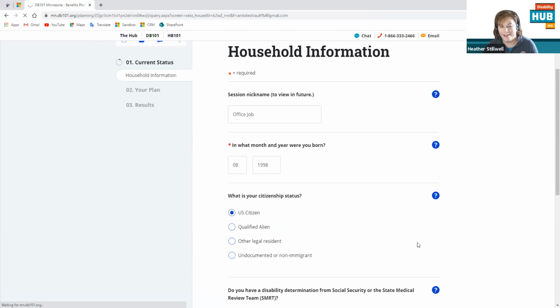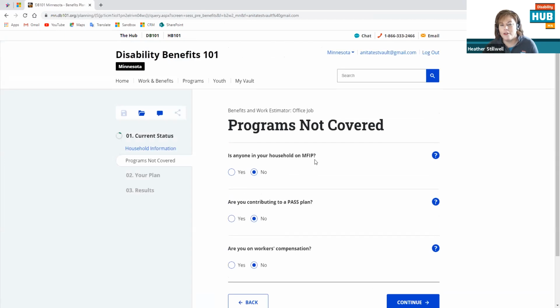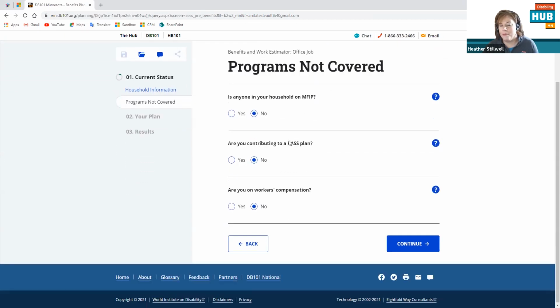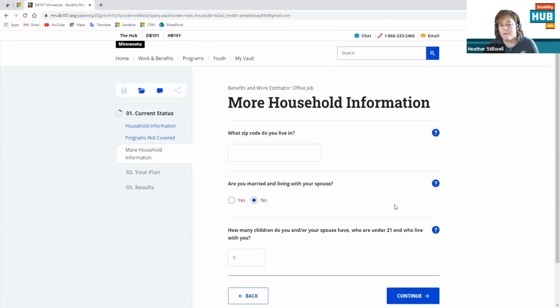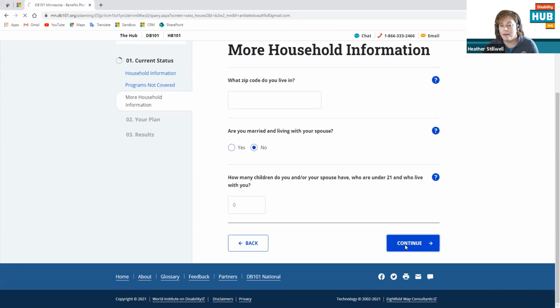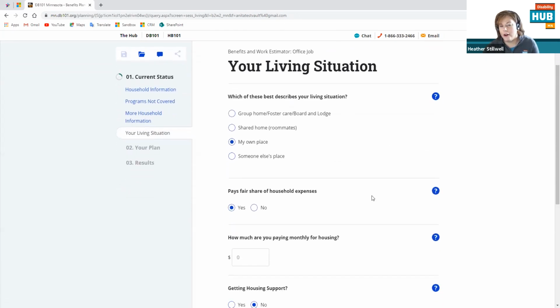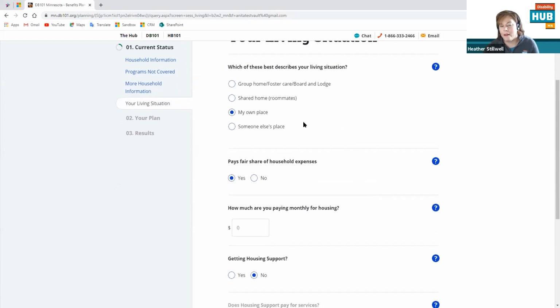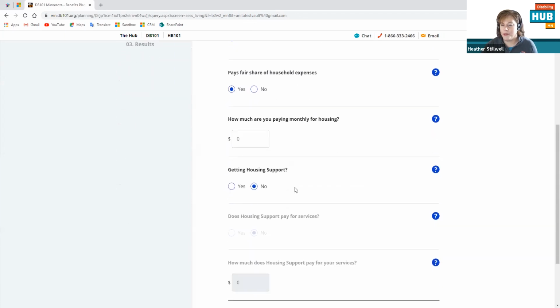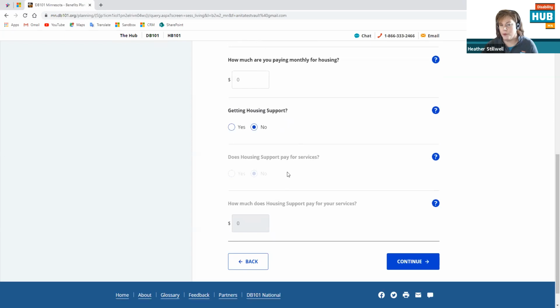So it's waiting for DB101 to move forward, but what it will do is it will go forward and it will ask you information about your household. So it'll talk about your, oh, there we are. So it'll ask like what benefits you're on, if you have MFIP or a past plan or compensation, if you're married, if you have any children, your current living information. We're going to have her in her own place. Do you pay a fair share of household expenses? And yes, she does. And this would make a difference specifically for people who have SSI, because that can affect the amount of the cash benefit you would be eligible to receive. And then it just asks about some other benefits like housing support that you may receive.